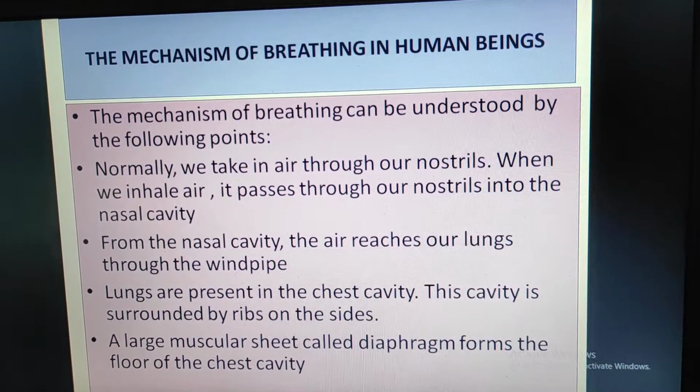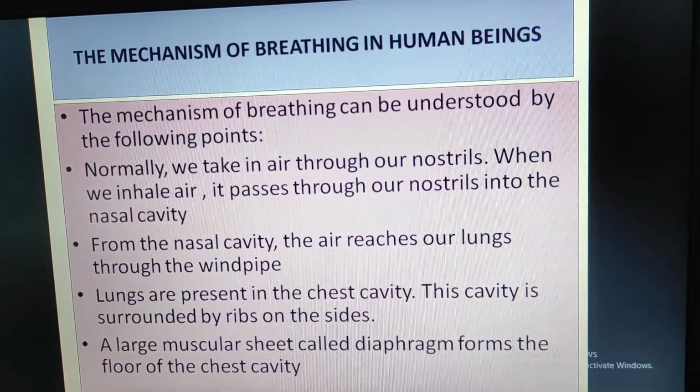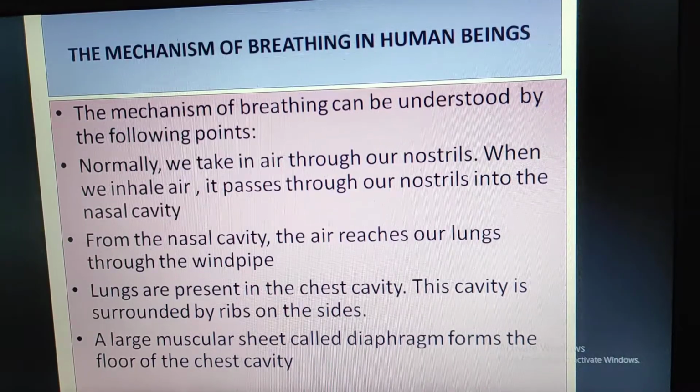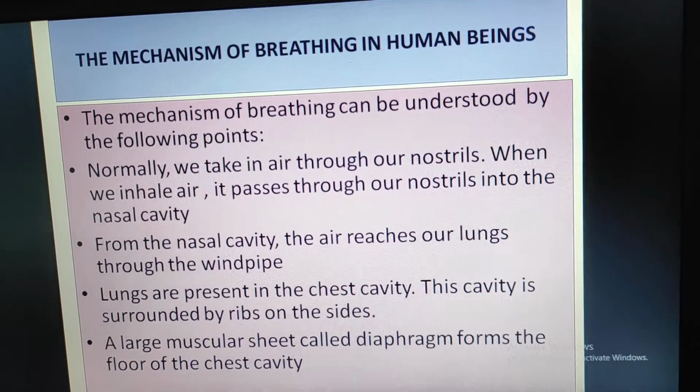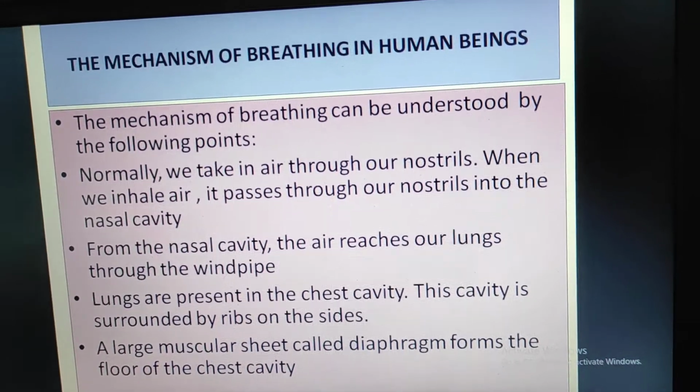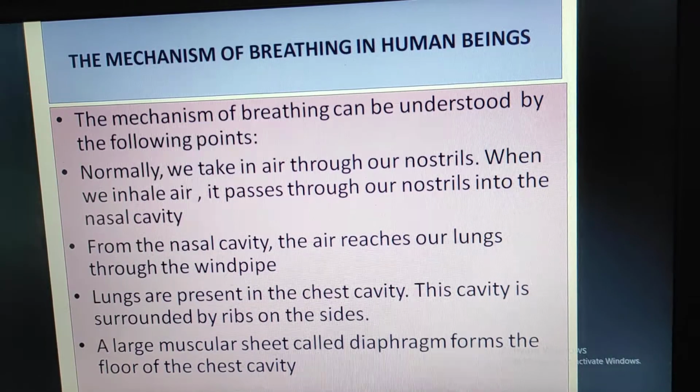The mechanism of breathing in human beings. The mechanism of breathing can be understood by the following points. Normally, we take in air through our nostrils. When we inhale air, it passes through our nostril into the nasal cavity. From the nasal cavity, the air reaches our lungs through the windpipe.